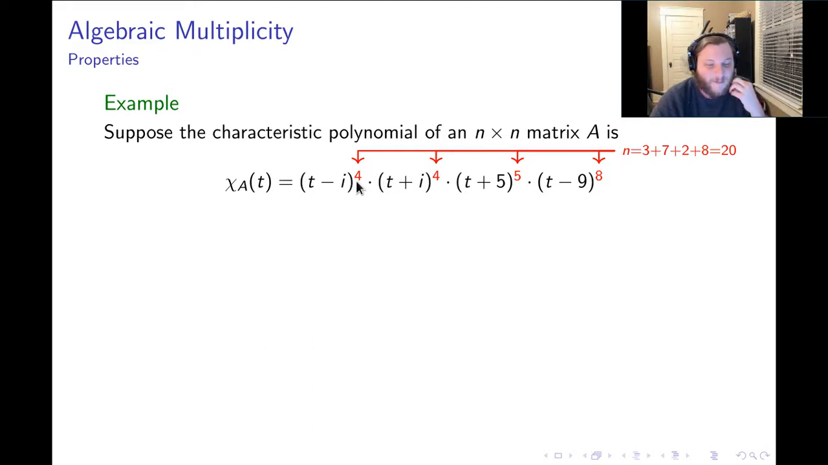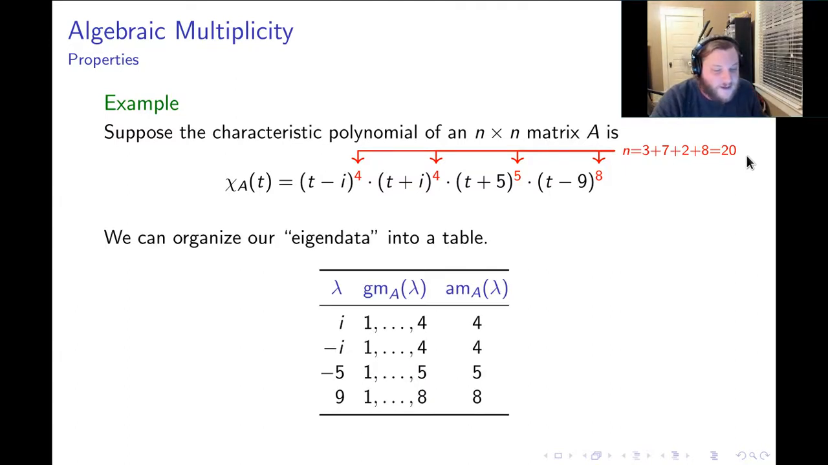So the multiplicities in this context are 4, 4, 5, and 8. So if we add these numbers together, we should get the size of the matrix. 4 plus 4 is 8, plus 8 is 16, plus 5 is 21. So I've made a mistake here. This shouldn't be 3 plus 7 plus 2 plus 8. It should be 4 plus 4 plus 5 plus 8, which is 21. So that's the size of the matrix, 21.